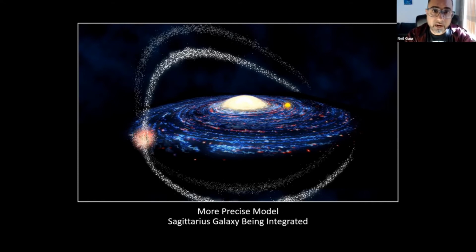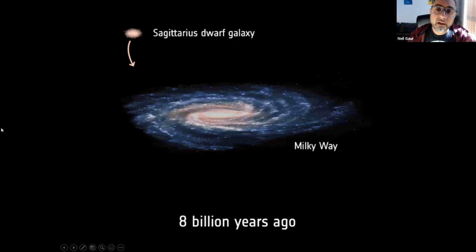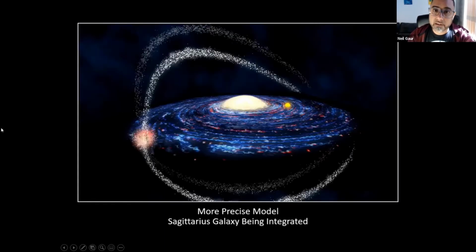It's actually happening right now. There's a dwarf galaxy called the Sagittarius Galaxy, not to be confused with Sagittarius A, which is what I just showed you, which is a constellation within the Milky Way. But there is a galaxy called the Sagittarius Galaxy, represented by this pinkish, orangish, reddish kind of blob right here. And these trajectories, these lines right there, are the matter being broken up by the gravity of our galaxy. This has been happening for around 8 billion years. It's been integrating into our galaxy.